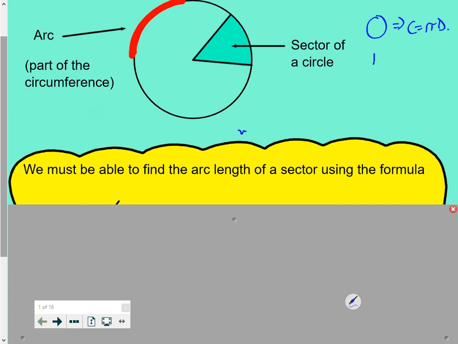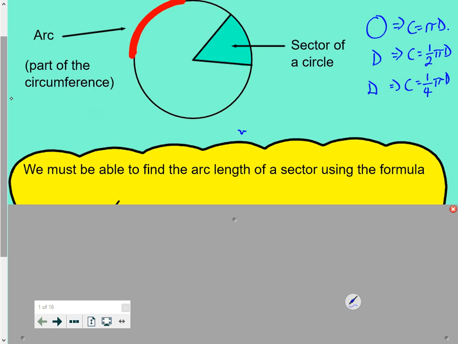Now, if I was using a semicircle, or half of a circle, if I was trying to find the circumference of that, I would have a similar formula, but I would be halving my answer. And some that we've seen before, we even went down to a quarter of a circle, which again is a very similar formula, but I would quarter my answer. So it'll be a quarter of pi times d.